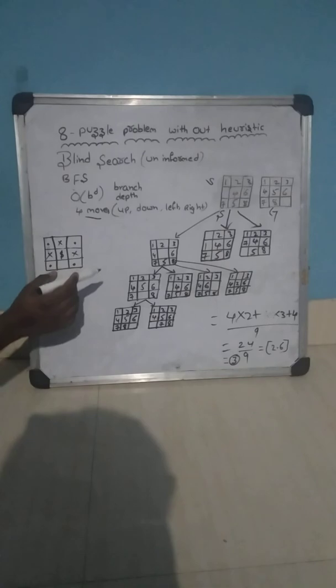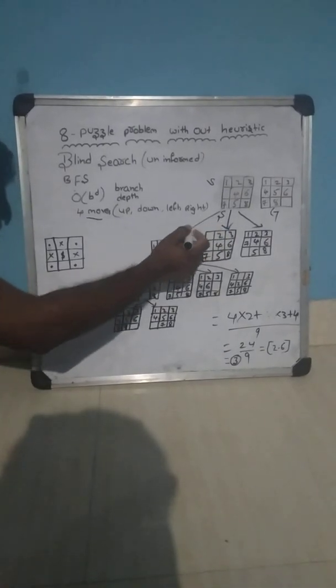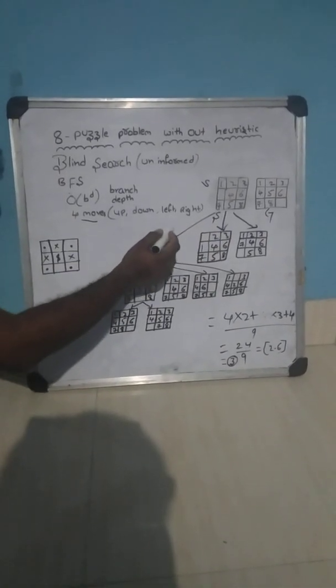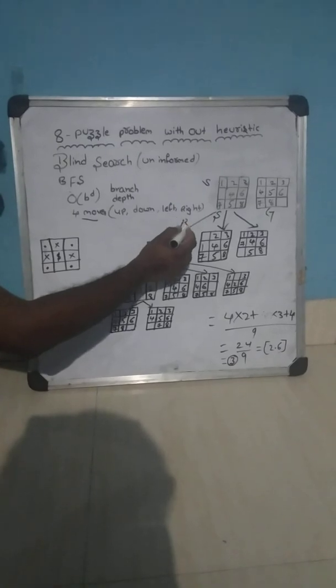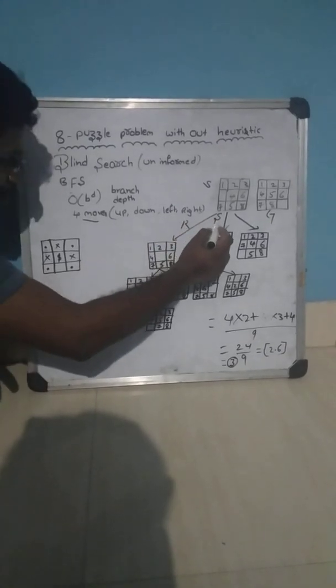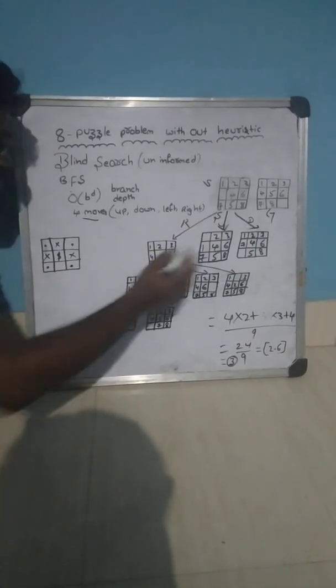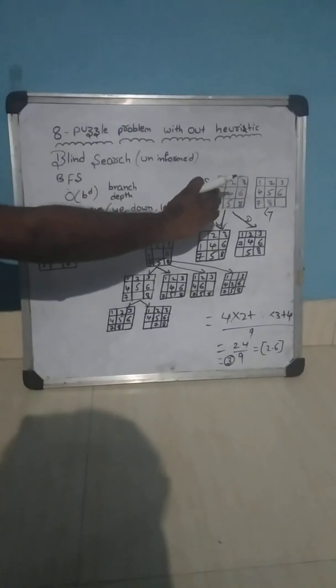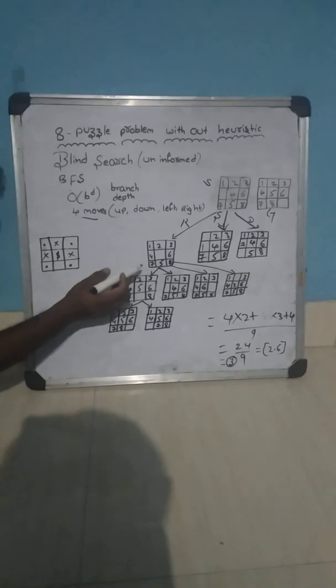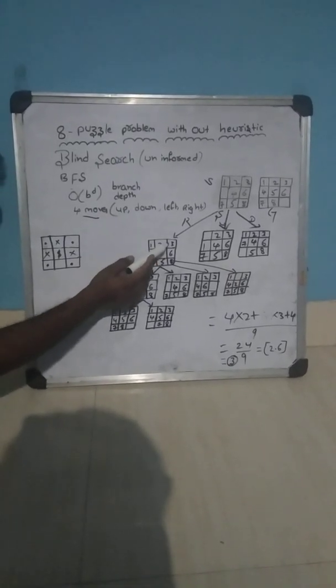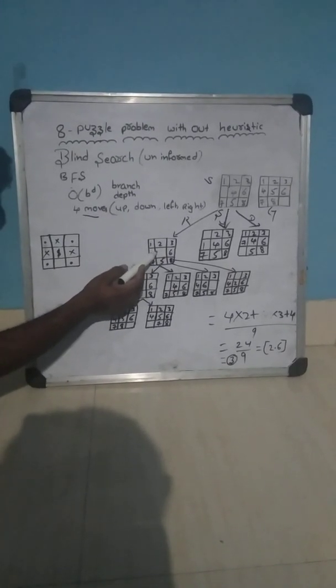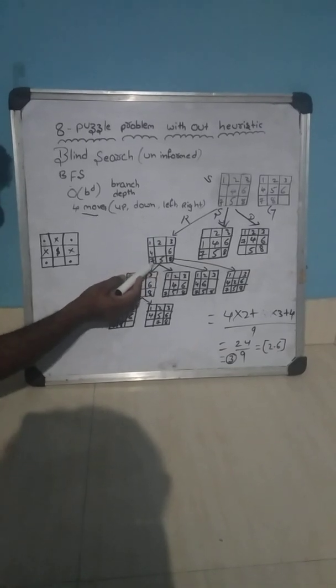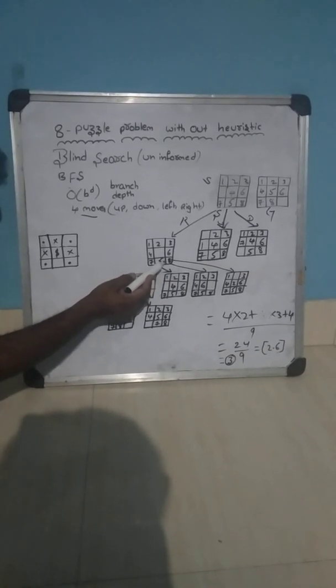So let's start the problem here. First I am going to apply the right method, then the up method, and then the down method. Wherever the gap is, the tile can move there. So first I use right. What will happen? 1, 2, 3 stay, then 4 moves to the right, followed by 6, and 7, 5, 8 in the same places.